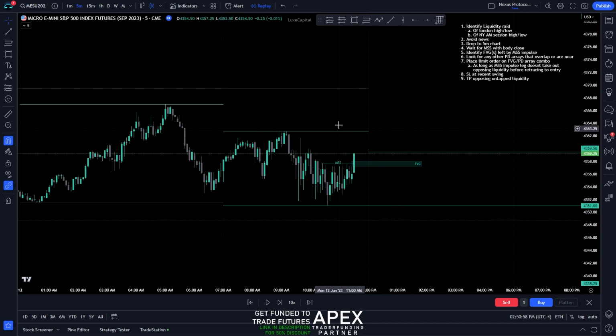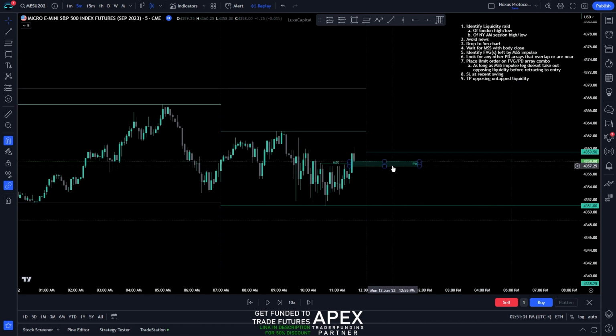Market structure shift, it can't take out the opposing liquidity before returning to the fair value gap. So wait for a market structure shift with a body close. We don't count it until a candle body closes over it. If it goes up in wicks, it's not counted yet. Wait for the next candle to body close past that market structure shift line. Once it does, identify fair value gaps left by the market structure shift, which I need one more candle to make that happen. Now we have a fair value gap here.